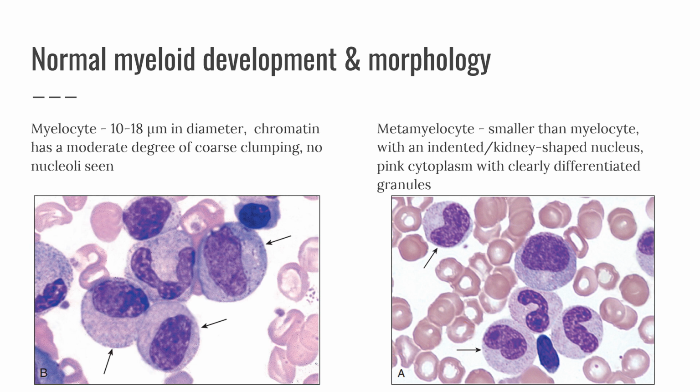Metamyelocytes have an indented or kidney-shaped nucleus with pink cytoplasm and clearly differentiated granules, so you can already tell if they will be neutrophils, eosinophils, or basophils. Your promyelocytes, myelocytes, and metamyelocytes, and of course your myeloblasts, are not usually seen in the peripheral blood.